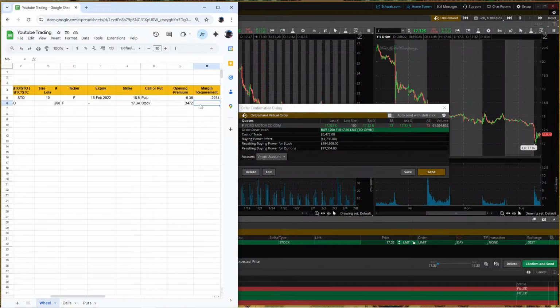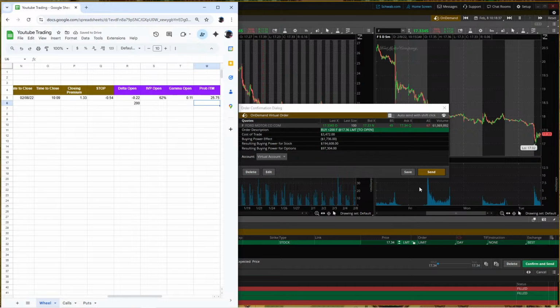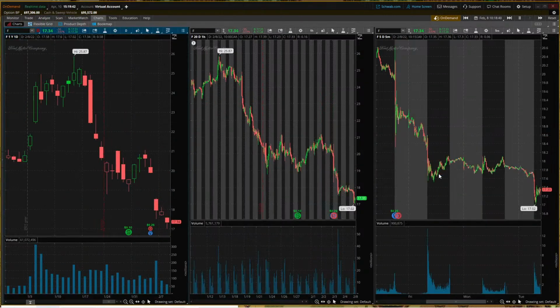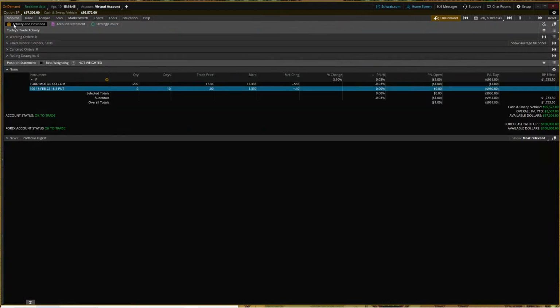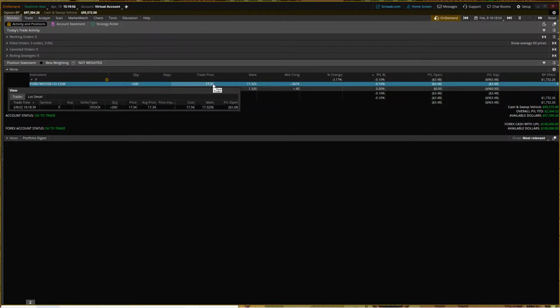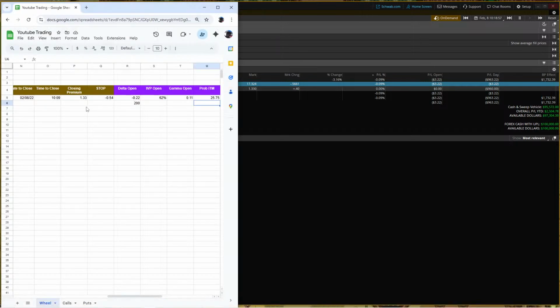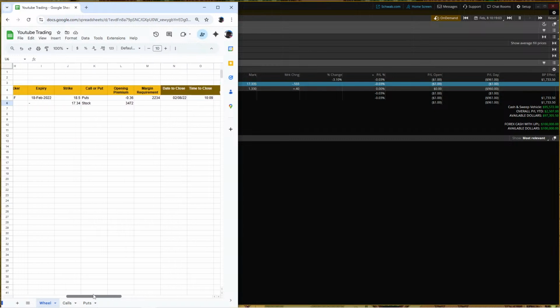Buying power at 17.6. There's really no margin for this because it's just a flat trade. Our delta is going to be 200, and we don't really care about it because once again it's just stock. So we're going to hit send, and now we have 200 shares of Ford. Our mark is 17. Our trade price is 17.34. Let's make sure that's right.